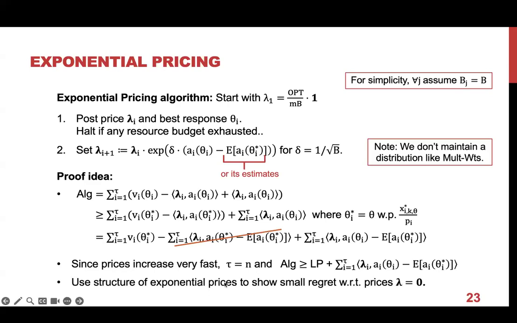Interestingly, what we can show is you can exploit the structure of these exponential prices to show that it still has the no regret property just with respect to the all zero vector. So it's not no regret with respect to everything in the simplex or anything. You can still exploit the structure of these prices to argue that you have some kind of no regret property just with respect to the all zero vector.